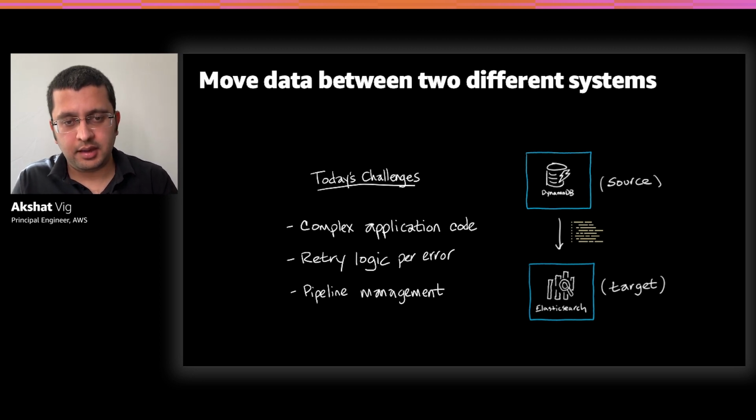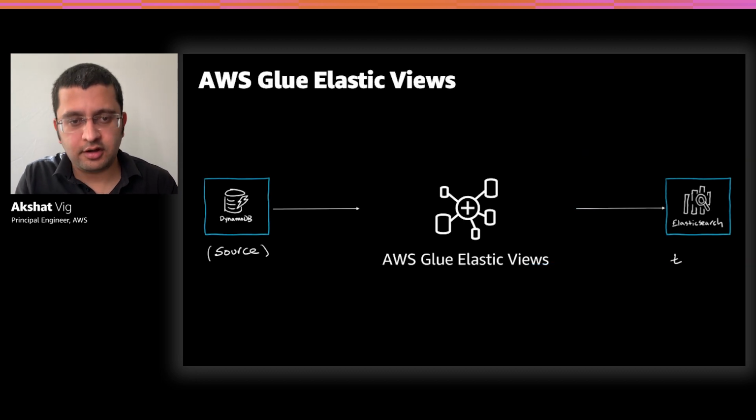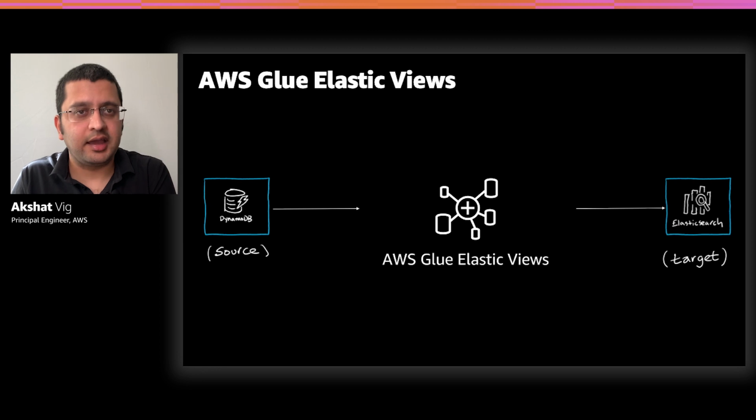And then as the number of users in my application are increasing, I need to also make sure that the scale, how exactly my number of requests are scaling. I need to make sure this pipeline, which is moving data from one place to another, is also scaling. So Glue Elastic Views takes care of all that for you. It makes it really easy for you to take data from the source and create a view on that data and materialize into a target of your choice.